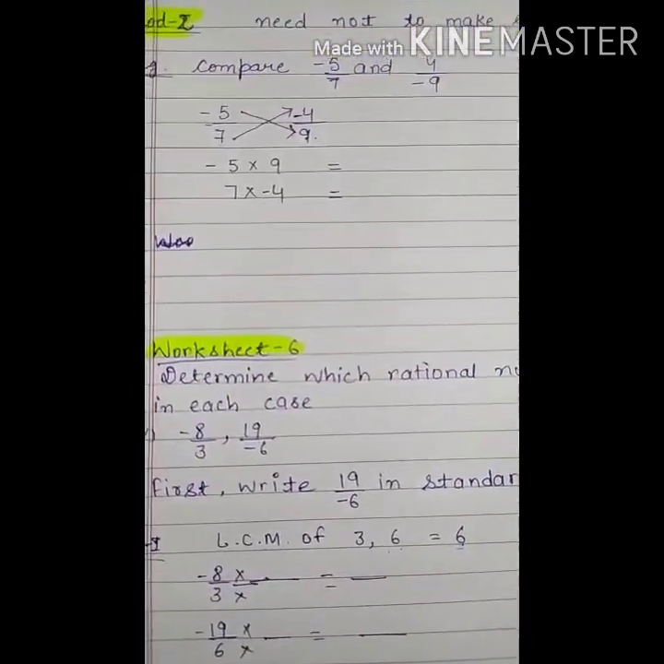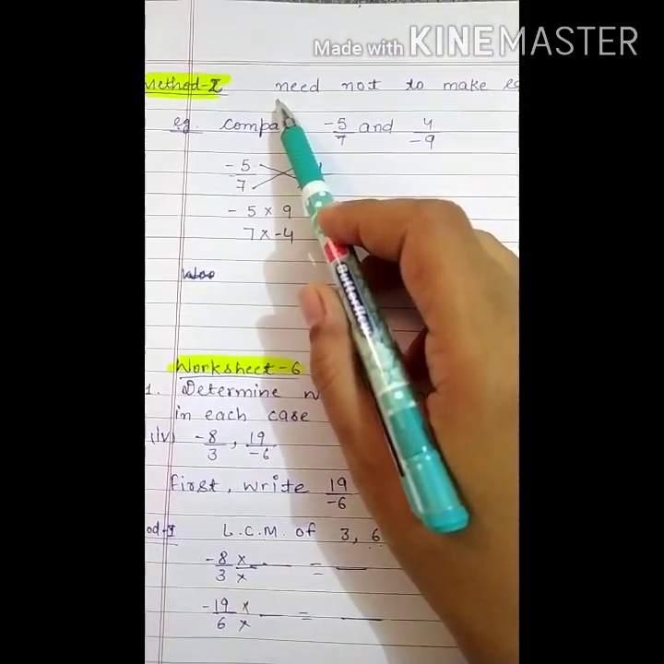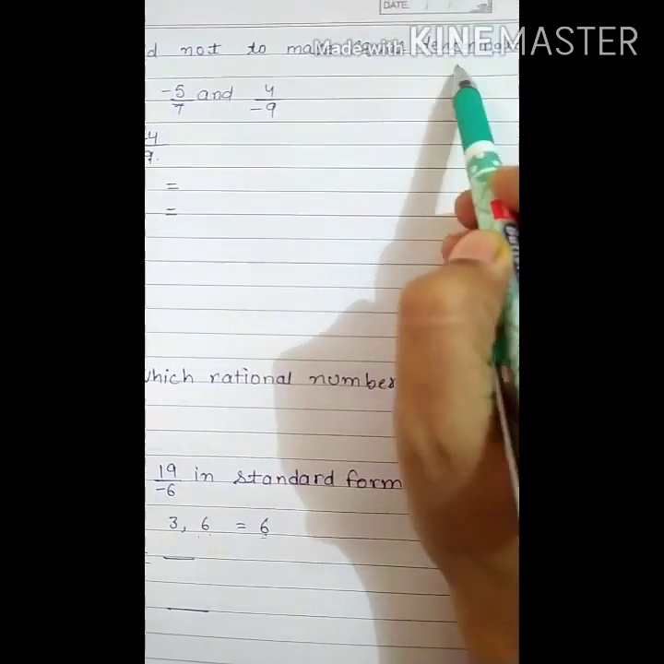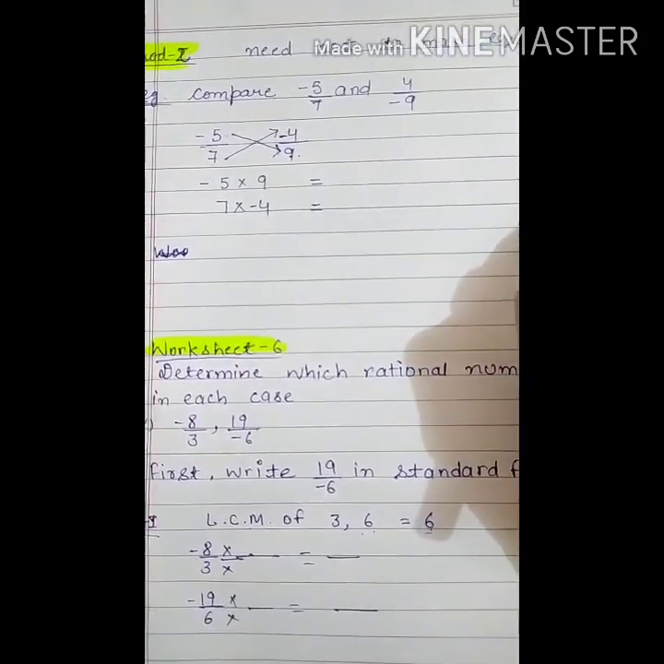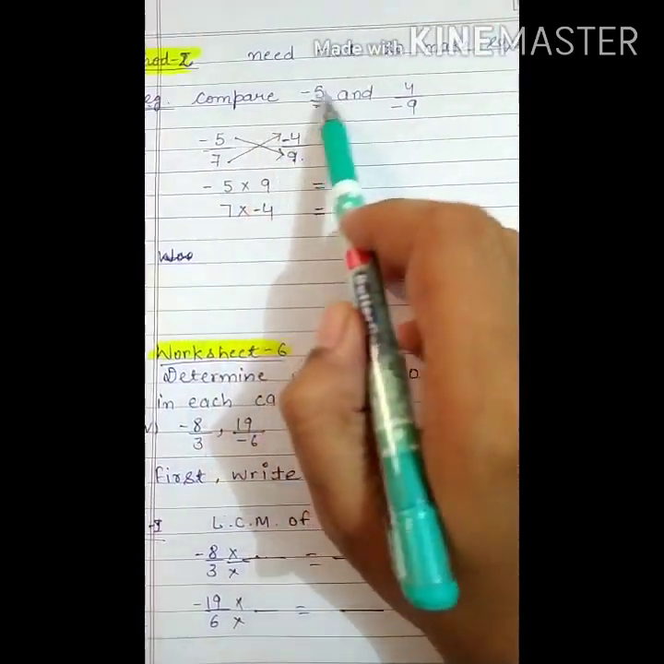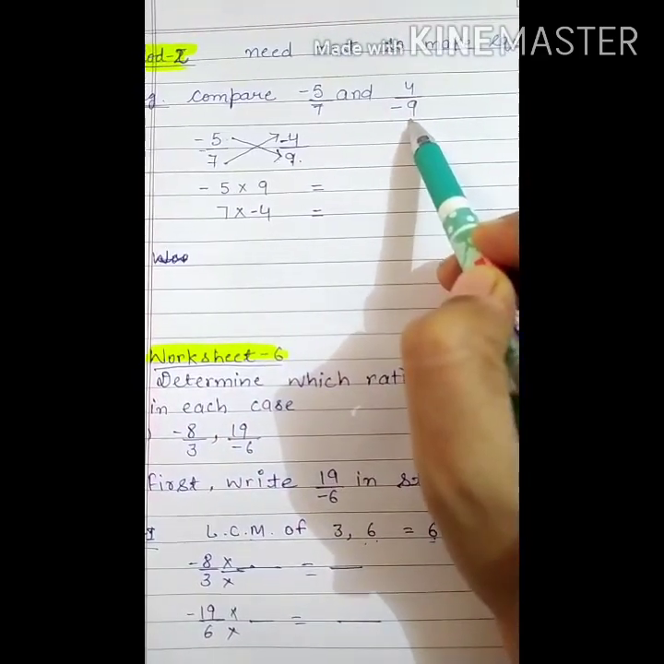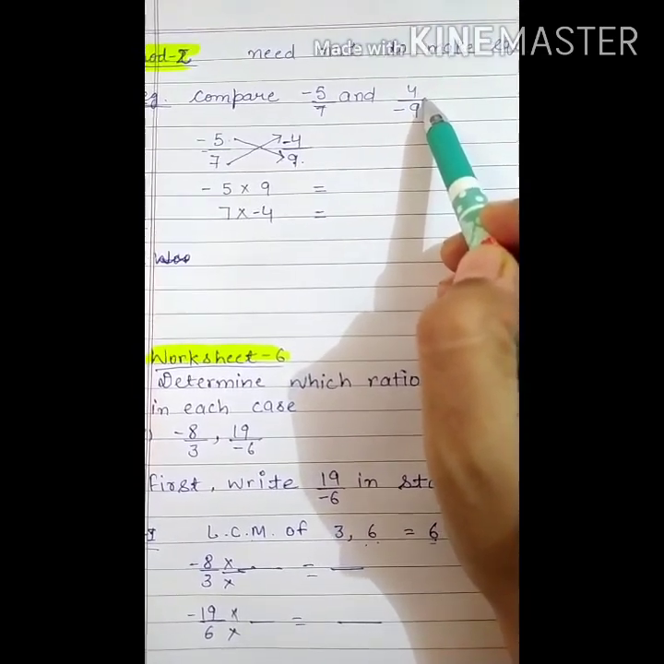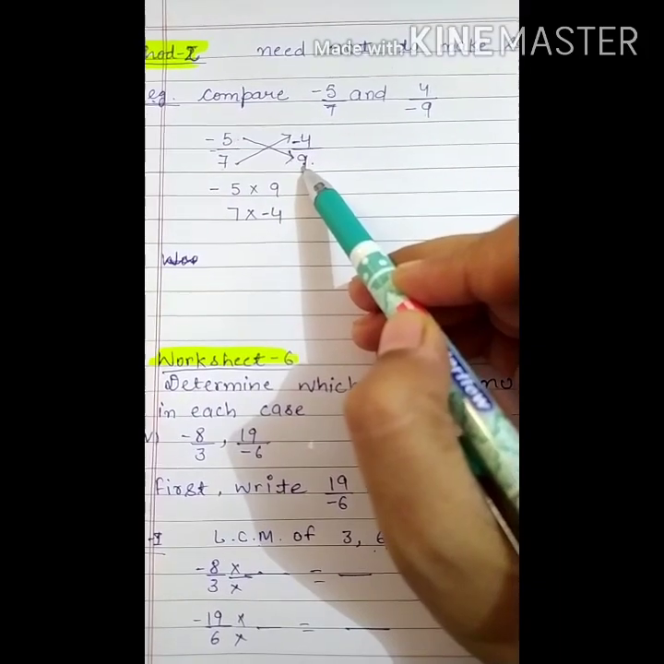Yet there is another method to compare the two rational numbers. In this method we need not make equal denominators. For example, compare -5/7 and 4/-9. First of all write this number in standard form and we write it as -4/9.